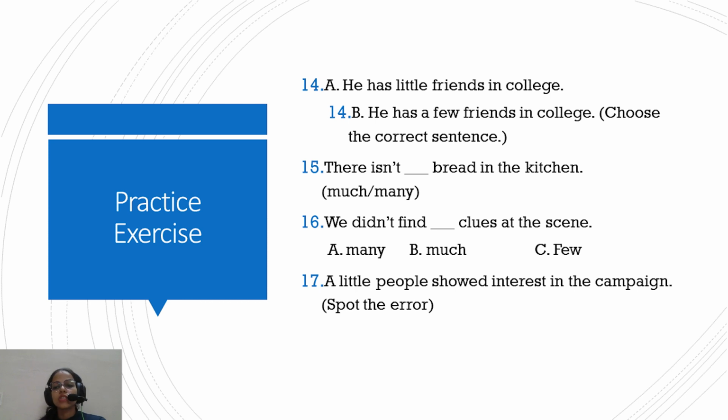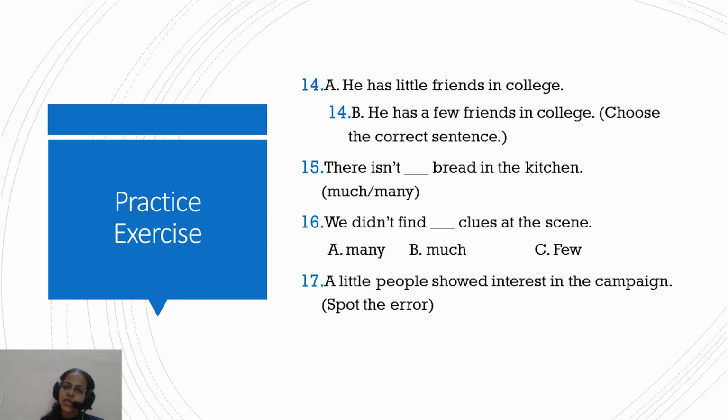In the 14th, we have to choose whether 14A is correct or 14B is correct. He has little friends in college. He has a few friends in college. So it's not like this person has little, what do you say, doll kind of friends in college. He has few because friends is countable noun. So we can say few, many. Little is used for uncountable noun. So 14A is wrong and 14B is correct.